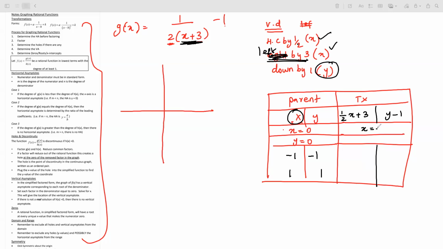Okay, so that should be x equal to -3. Y will be equal to -1. So those are the asymptotes. X equal to -3, y will be equal to -1. Those are my asymptotes. Okay.